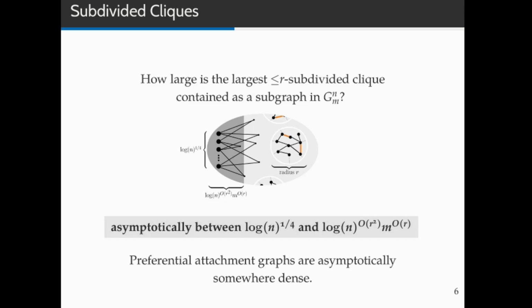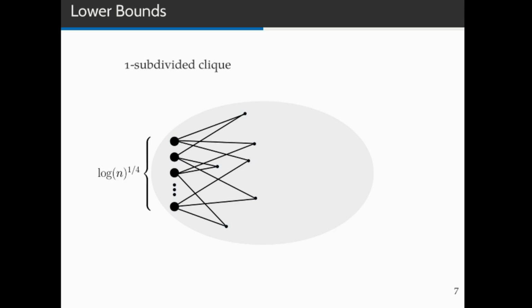I will spend the remainder of this talk on sketching how to prove these results. So let's start with the lower bounds. Here we want to prove that there is a 1 subdivided clique of size at least log n to the 1/4. So let's assume we fix these log n to the 1/4 vertices.